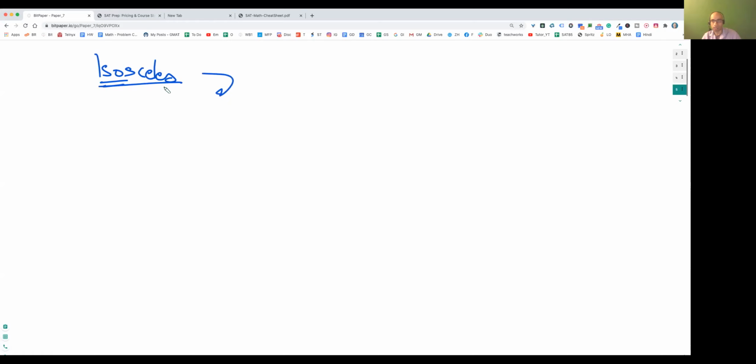So isosceles triangles, right? There are two ways to look at the isosceles triangle. Here is the isosceles triangle. Isosceles triangle over here means these two sides are equal, and when these two sides are equal, guys, these two angles are also equal.